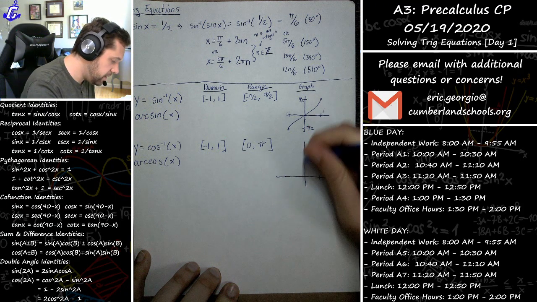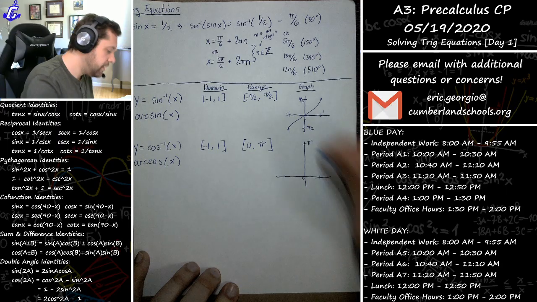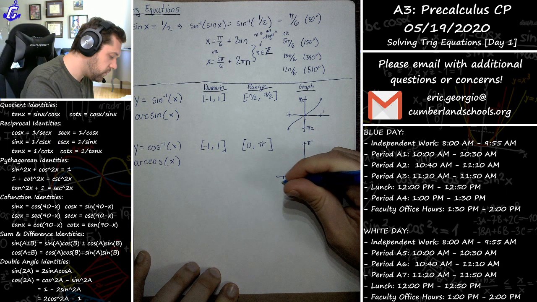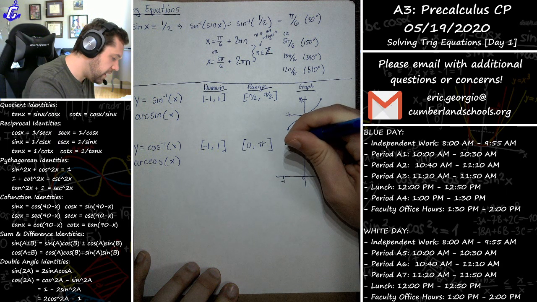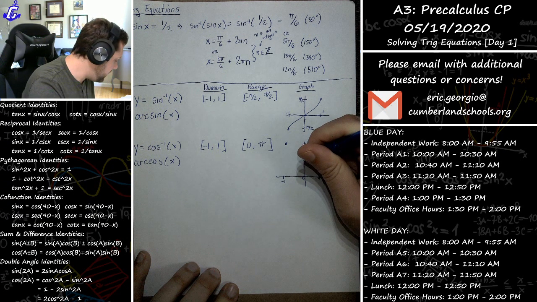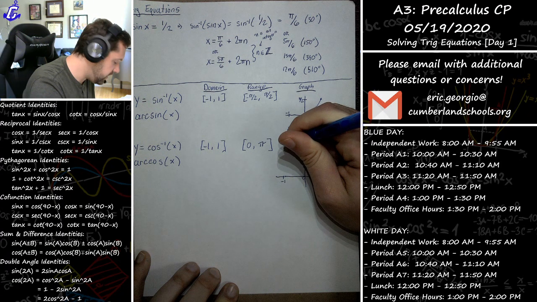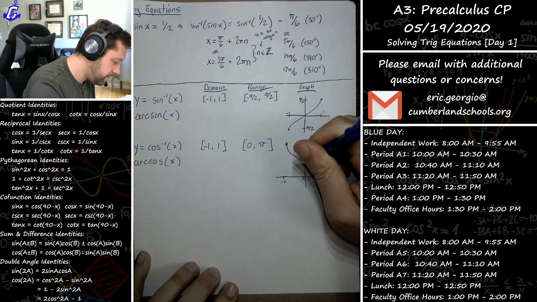It goes from 0 to pi. And the cosine of pi is -1. The cosine of 0 is 1. And then right in the middle here, it should be pi over 2 because the cosine of pi over 2 is 0. And it would look kind of like this.